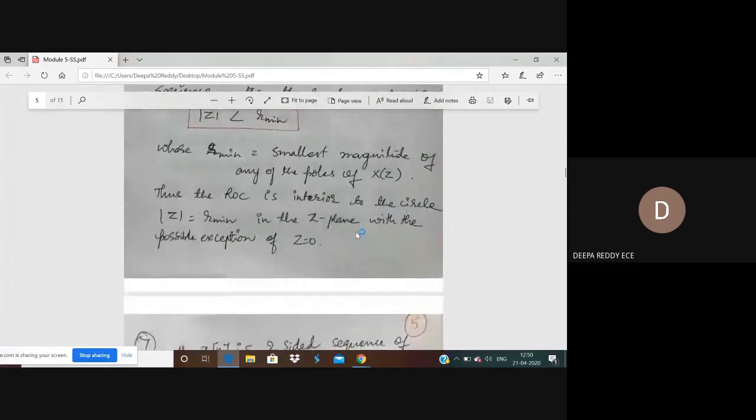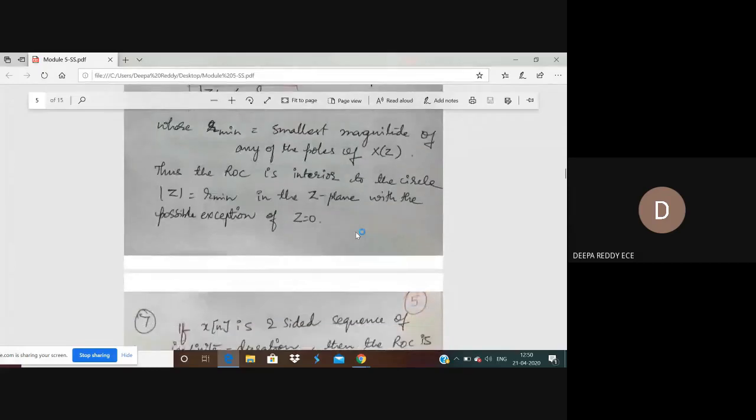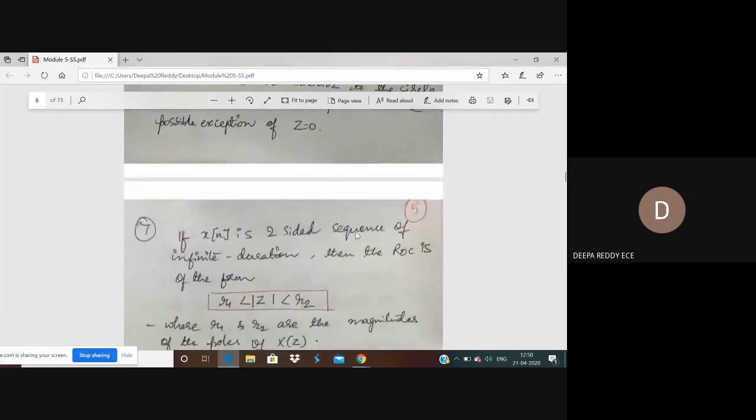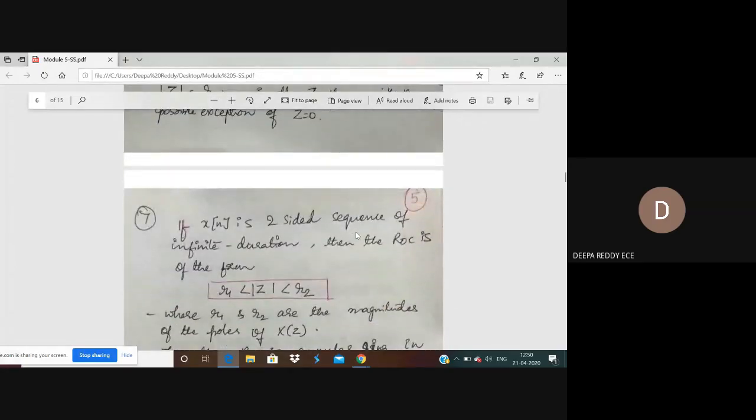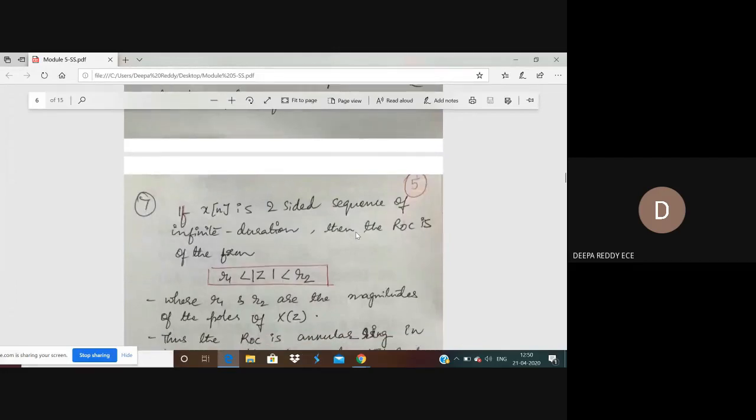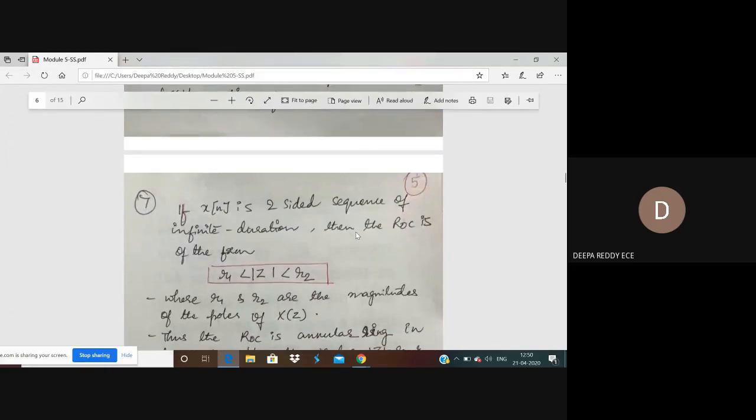Now what if it is a two-sided sequence? For every question, every property, we have so many numericals to work on. We will be doing it once we have done with all the theoretical part. We can work on many numericals in this particular domain.